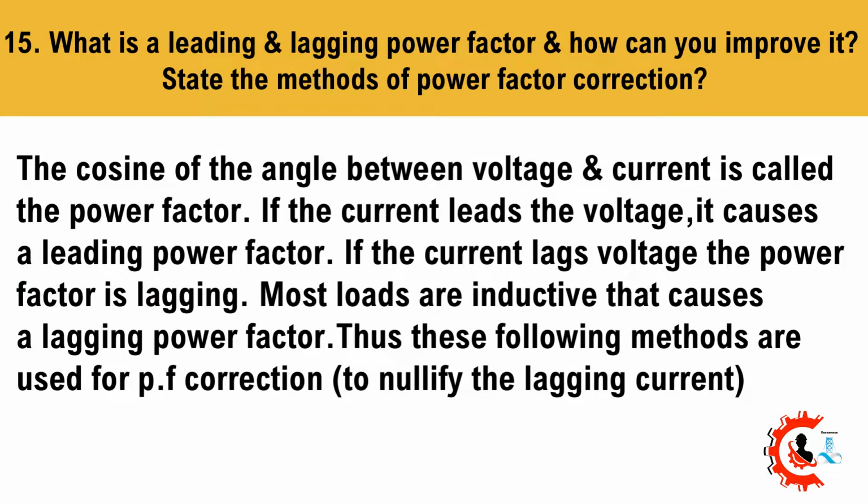15. What is a leading and lagging power factor and how can you improve it? State the methods of power factor correction. The cosine of the angle between voltage and current is called the power factor. If the current leads the voltage, it causes a leading power factor. If the current lags voltage, the power factor is lagging. Most loads are inductive, which causes a lagging power factor. Thus the following methods are used for power factor correction to nullify the lagging current.